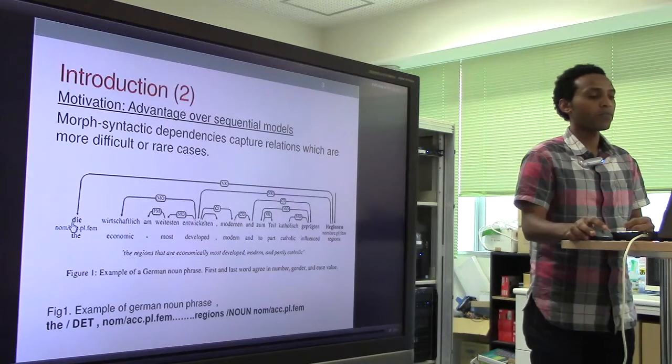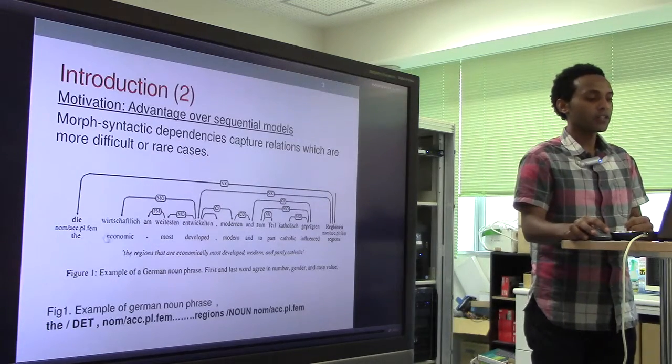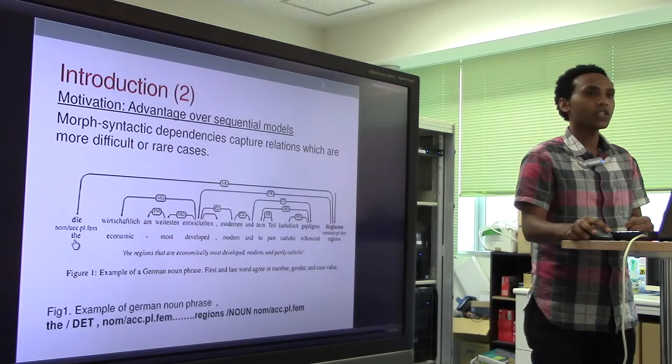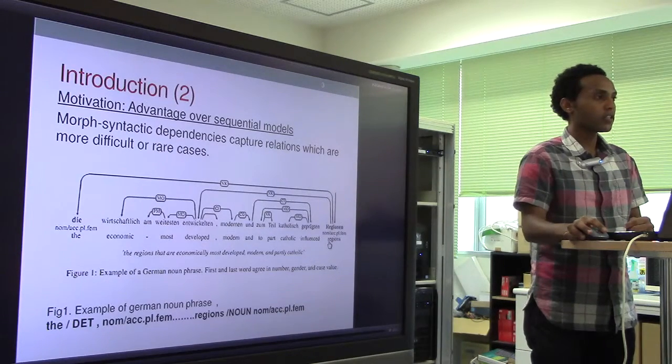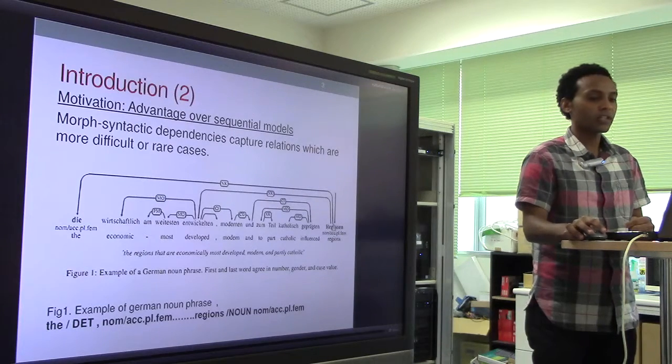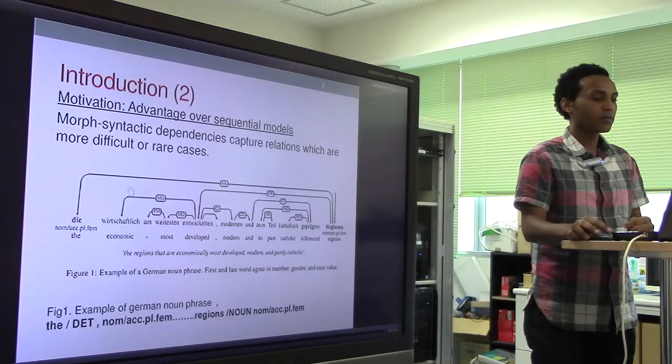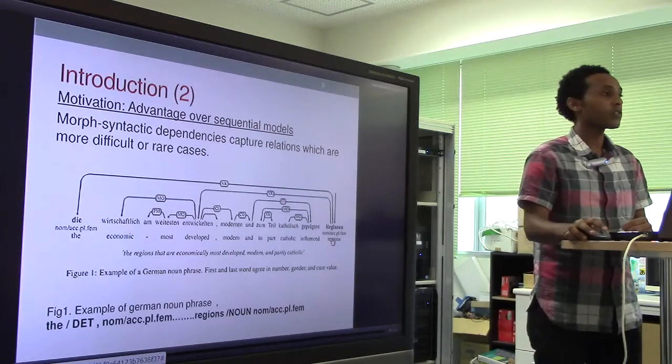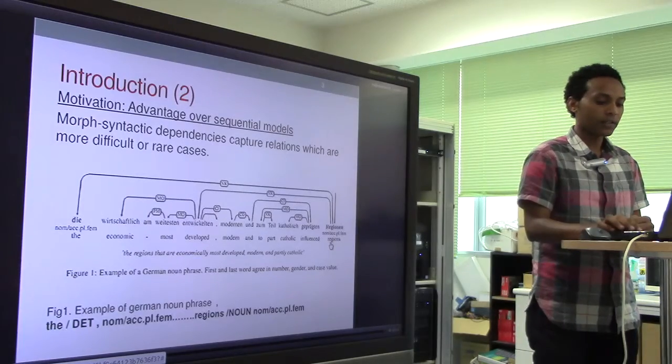As an example, this is a German sentence, and here we have the translation into English, and here we have regions. If we see the morphological features here, this is feminine plural, in this case nominative and accusative case. So it agrees with the word at the end of the sentence here. So there is agreement between this word, the, and regions. They are trying to extract this kind of relationship and use it to increase the performance of a morphological prediction system.